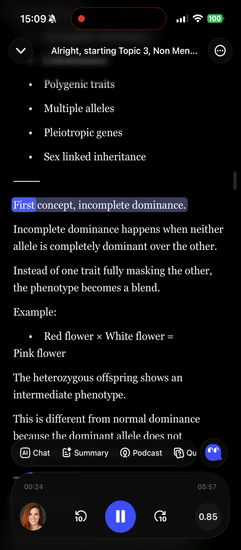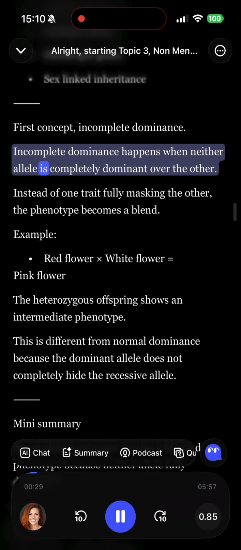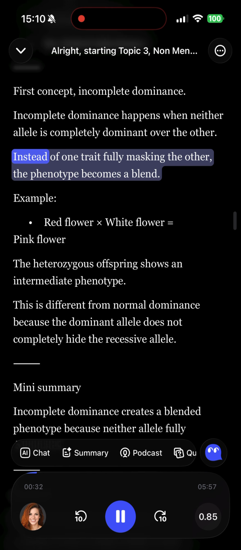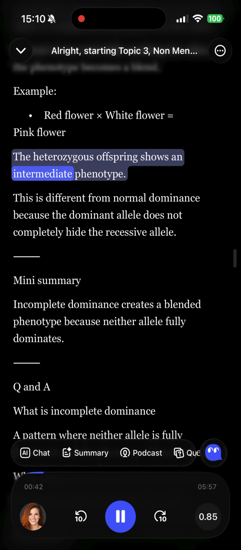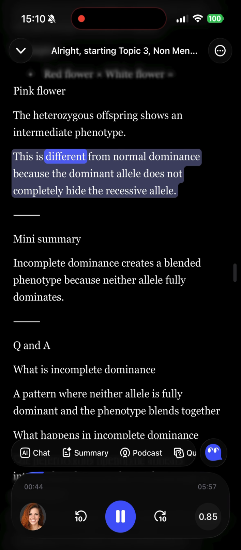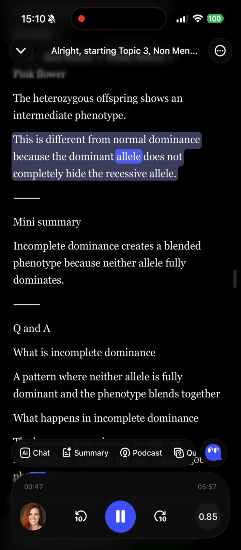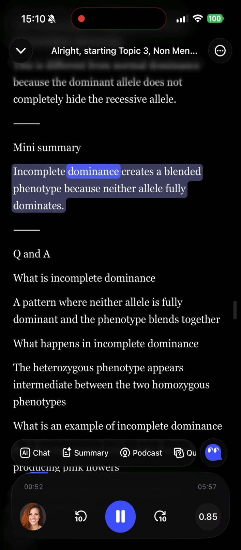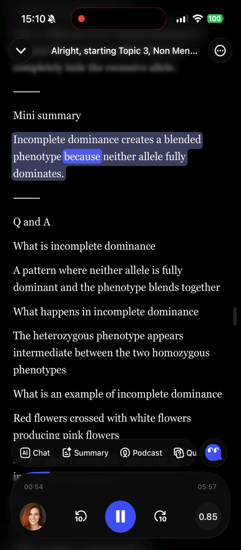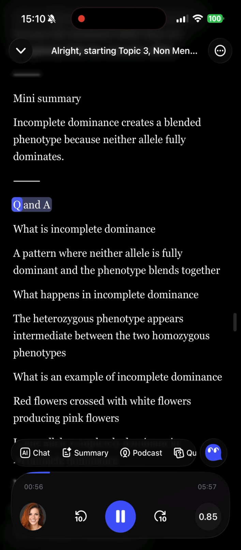First concept, incomplete dominance. Incomplete dominance happens when neither allele is completely dominant over the other. Instead of one trait fully masking the other, the phenotype becomes a blend. Example: red flower times white flower equals pink flower. The heterozygous offspring shows an intermediate phenotype. This is different from normal dominance because the dominant allele does not completely hide the recessive allele. Mini summary. Incomplete dominance creates a blended phenotype because neither allele fully dominates.